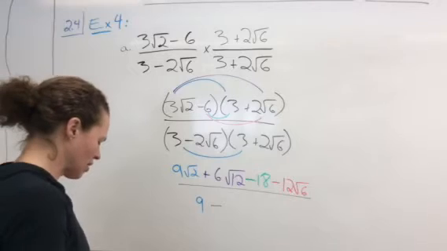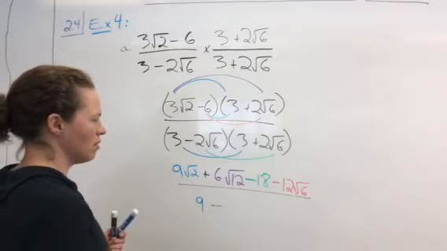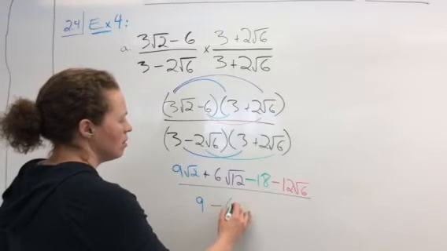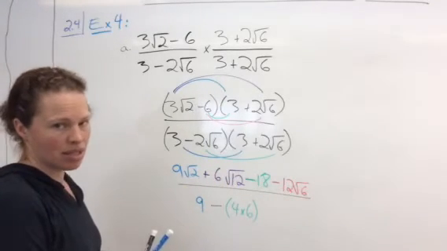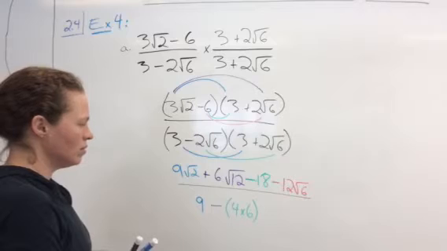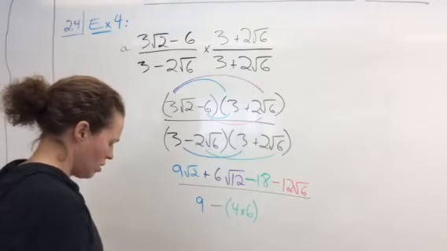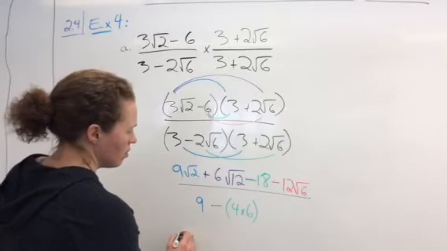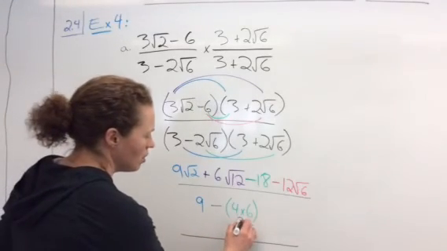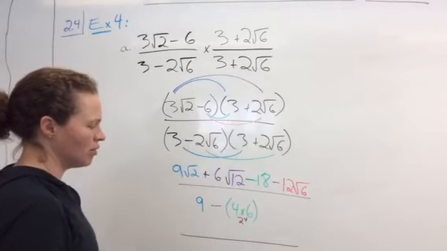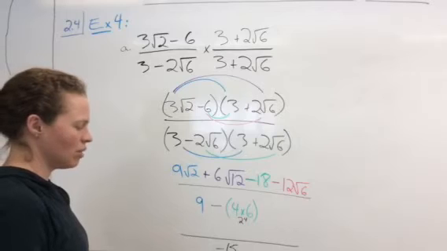minus 2 root 6 times 2 root 6 is 4 times 6, because root 6 times root 6 is 6. So I can do the bottom first, actually. It's probably easier. We know that this is 24. 9 minus 24, same as negative 24 plus 9, so I get minus 15 on the bottom.